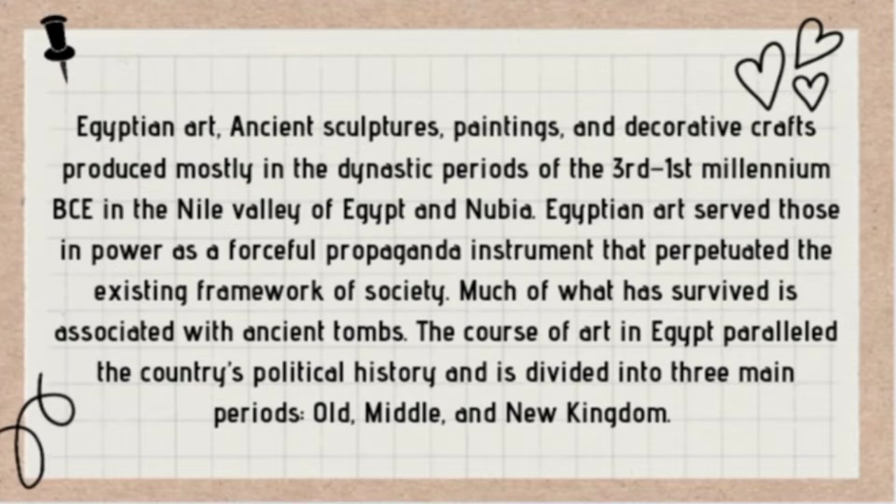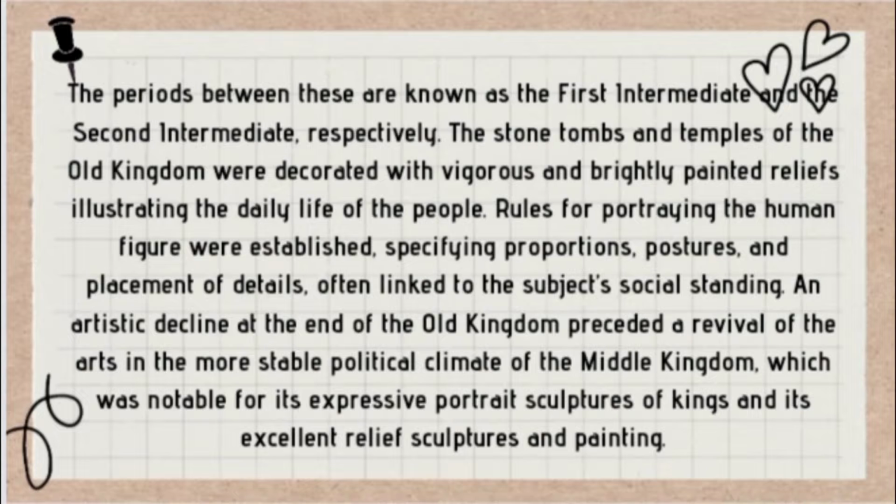The course of art in Egypt paralleled the country's political history and is divided into three main periods, which are the Old, Middle, and New Kingdom. The periods between these are known as the First Intermediate and the Second Intermediate respectively.